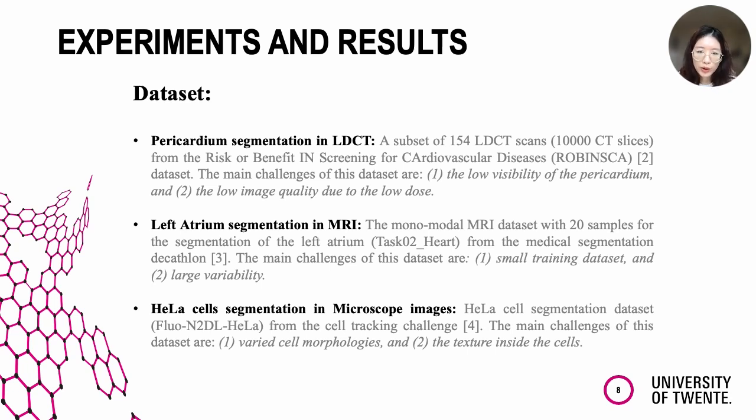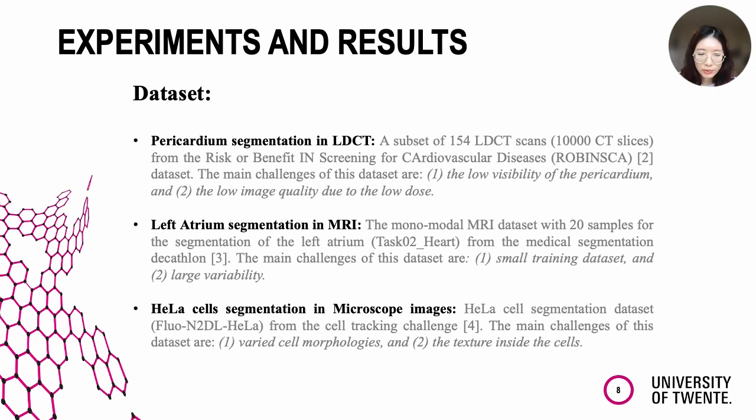First one is pericardium segmentation in low-dose CT scans. This is a large dataset with 154 low-dose CT scans with annotations. And second, we have left atrium segmentation in MRI. So this is a very small dataset with only 20 samples.